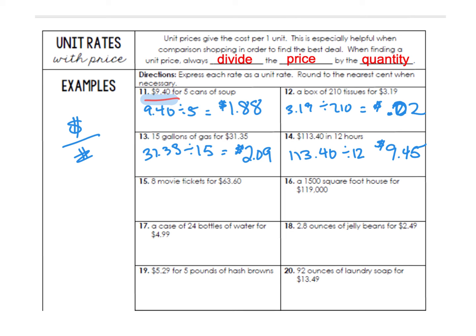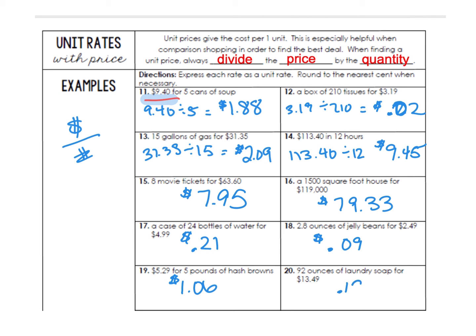So number 15, you should have come up with an answer of $7.95. Number 16 has big numbers, but it would have come up as $79.33. The water would have come out to 21 cents. The jelly beans is 9 cents. Hash browns would be $1.06 per pound. And finally, our laundry soap comes out to be 15 cents per ounce.